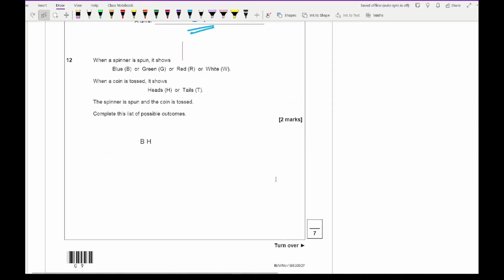For question 12, it says when a spinner is spun, it shows either blue, green, red or white, and when a coin is tossed, it shows heads or tails. The spinner is spun and the coin is tossed.